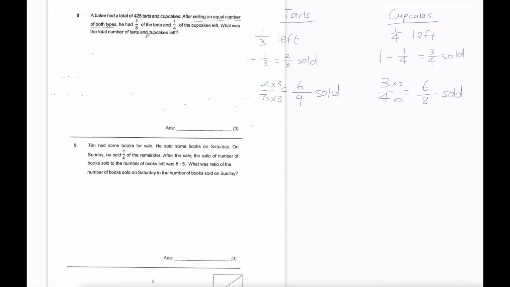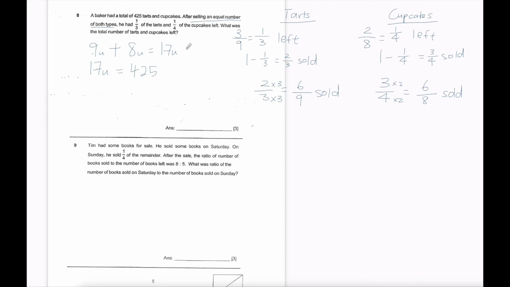What was the total number of tarts and cupcakes left? So, tarts. This becomes over 9, right? I've got to make it over 9 also, so I times 3. And this is over 8, correct? So we've got to make it over 8 also. So 2/8. What's the total number of units of tarts? It's 9, because it's over 9. And what's the total number of cupcakes? The units, 8. So it's 17 units. So 17 units is equal to 425.